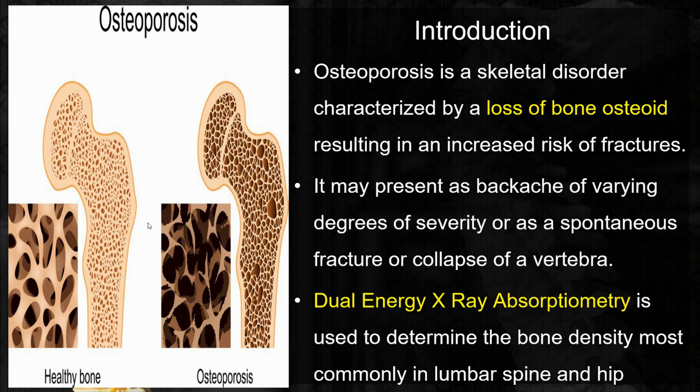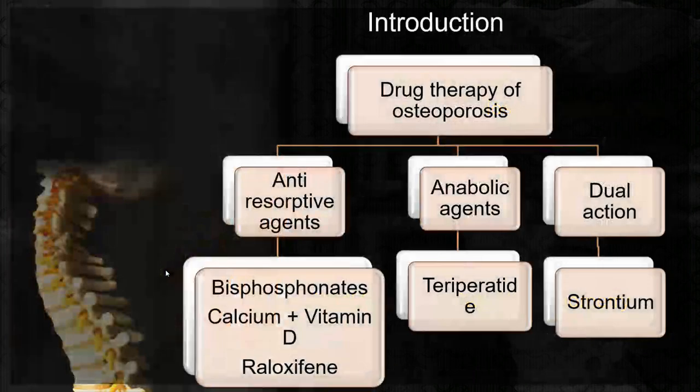The best method for investigating osteoporosis is dual energy X-ray absorptiometry. This helps in understanding the bone density, which is very important to understand the osteoid. And this DEXA is majorly done in the lumbar spine and hip. Now, let us talk about a small drug therapy of osteoporosis.